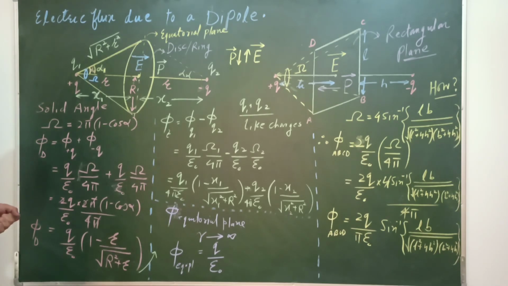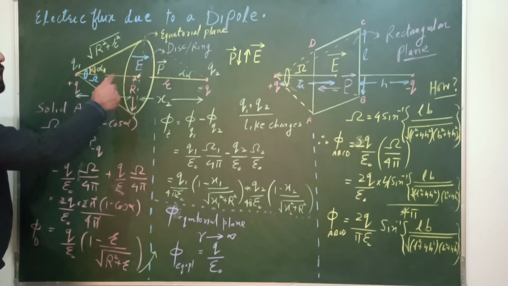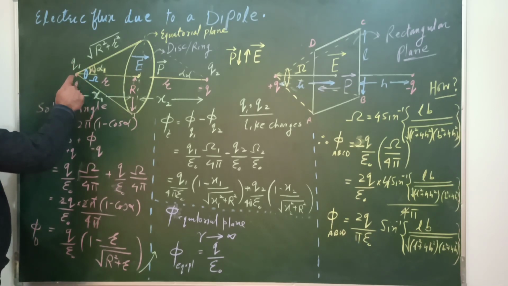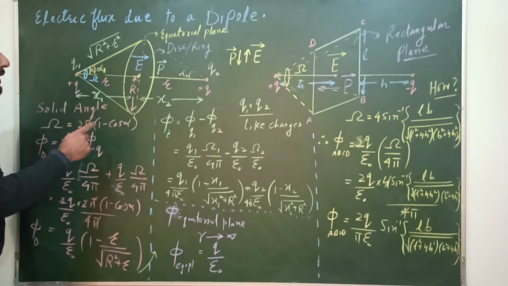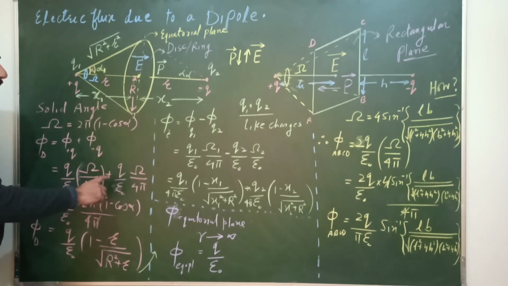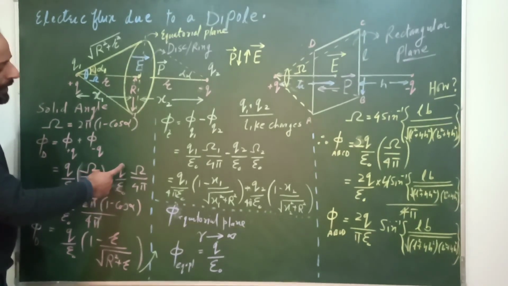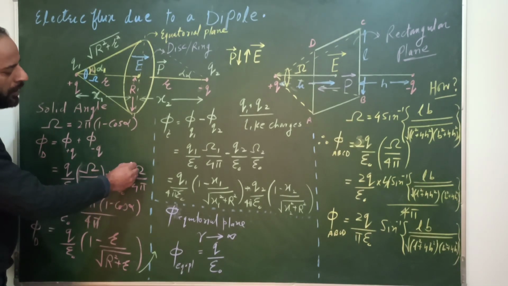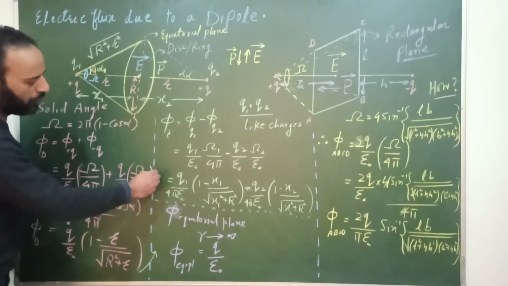Now, the flux due to the dipole is the flux due to the positive charge and the negative charge. So, the flux due to the dipole is equal to phi plus Q plus phi minus Q, right? Now, the general formula for the flux is Q divided by epsilon naught times omega divided by 4 pi. Then due to the negative charge, it will be again Q divided by epsilon naught times omega divided by 4 pi.